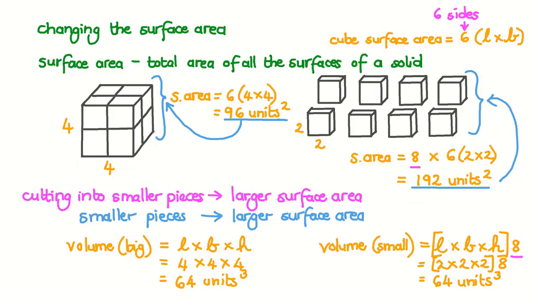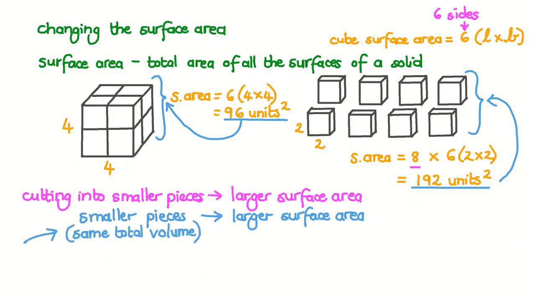This makes sense. We did not lose any of our original metal, nor did we add to it. We merely cut up our big piece into smaller pieces. So we can adjust what was written here to say smaller pieces of the same total volume give a larger surface area. But how does all of this affect the rate of a reaction?